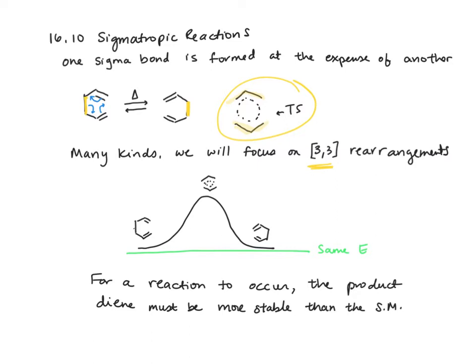In this example that I've shown you, the starting material and the product have the same energy, and that's because they're the same molecule, but they can still undergo rearrangement. But for a reaction to occur, we want the product diene to be more stable than the starting material diene. So let's look at how we can do that.